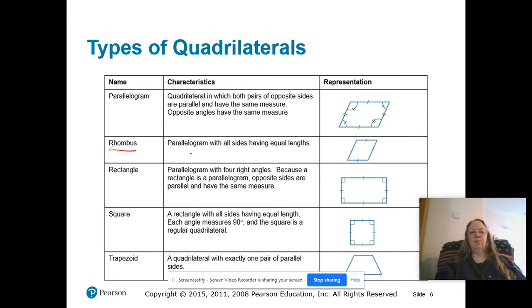Rhombus. Keep in mind, we already called it a parallelogram, but this time all of the sides have to be the same length. We have another rhombus on the screen. That would be this one right here. Again, we don't generally call it a rhombus, but technically it is because it meets the definition.